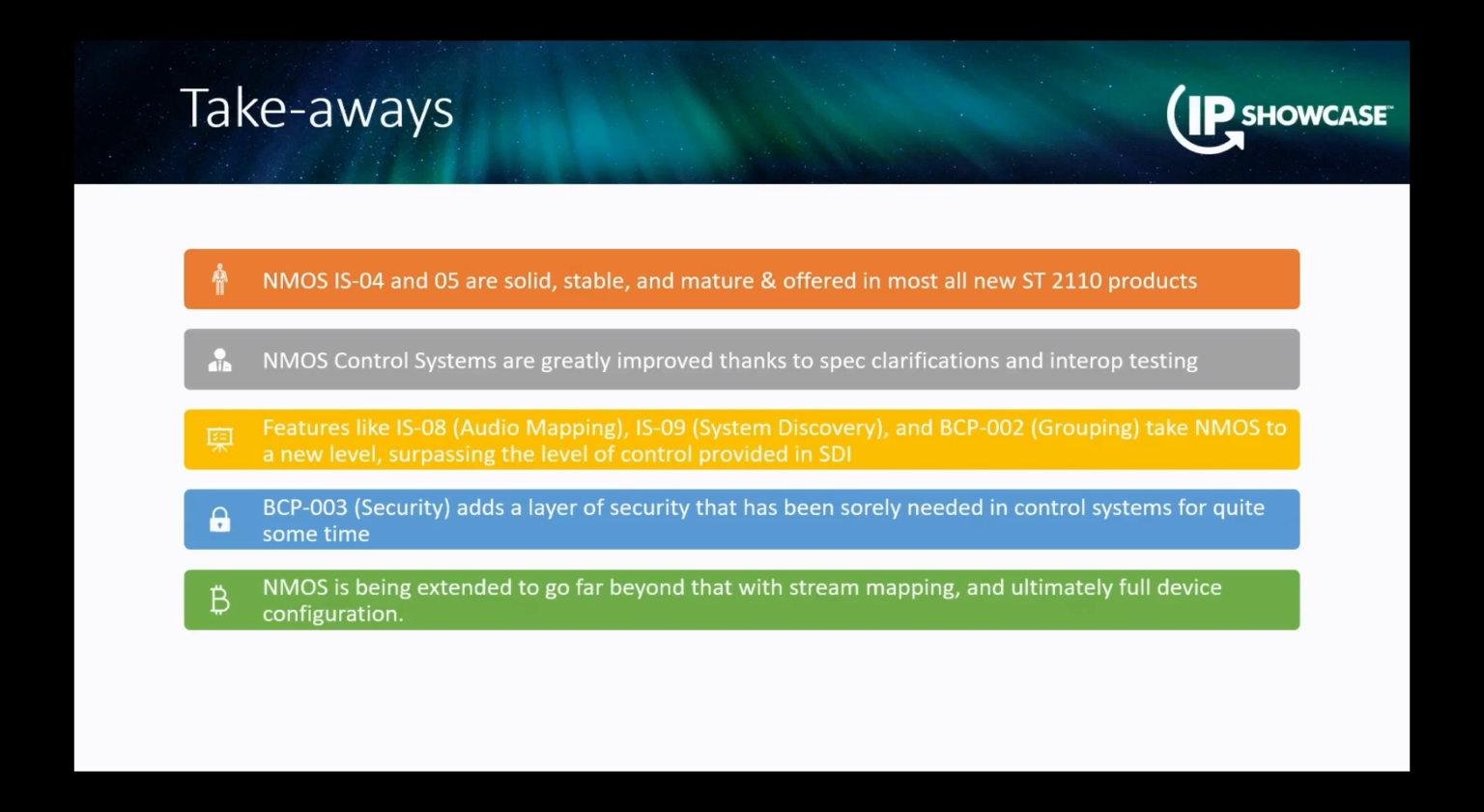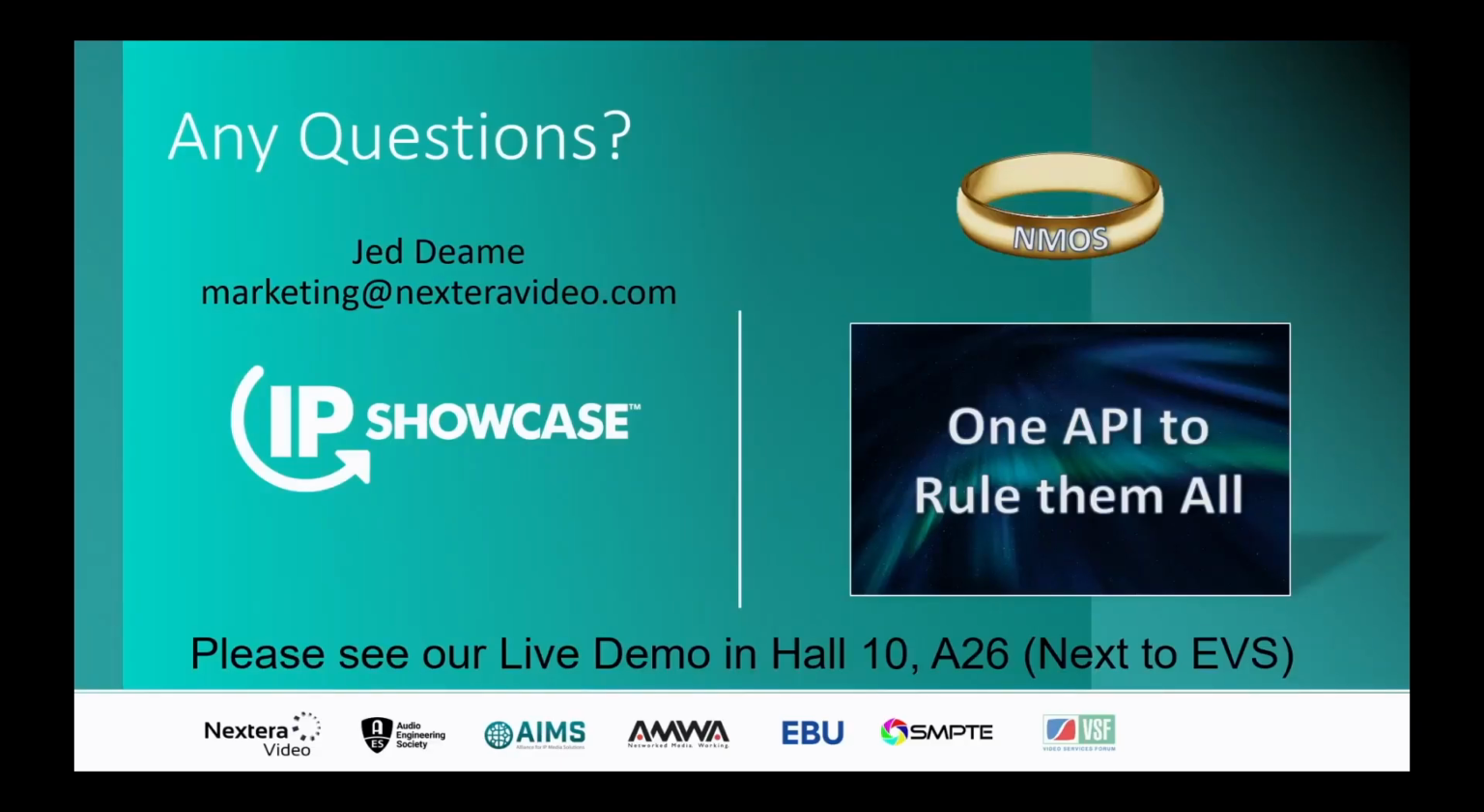So takeaways: NMOS is here to stay. It's solid, it's stable, it's mature. Control systems have greatly improved thanks to the interop testing. Some of these new features like IS-08 audio mapping, system discovery, and grouping really take NMOS to a new level, way beyond what SDI could ever do. And now the security is filling a much needed void in the industry to allow us to have secure connections. And finally, NMOS is being extended to be more of the universal control system that it can be. So one ring to rule them all, one API to rule them all.